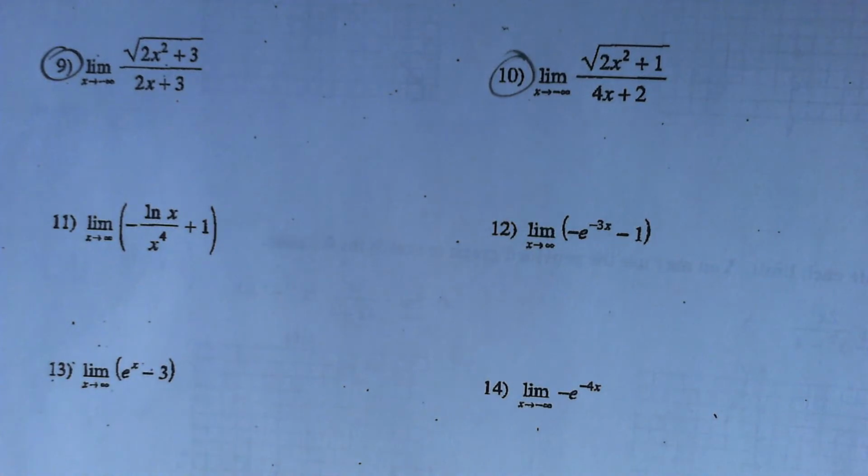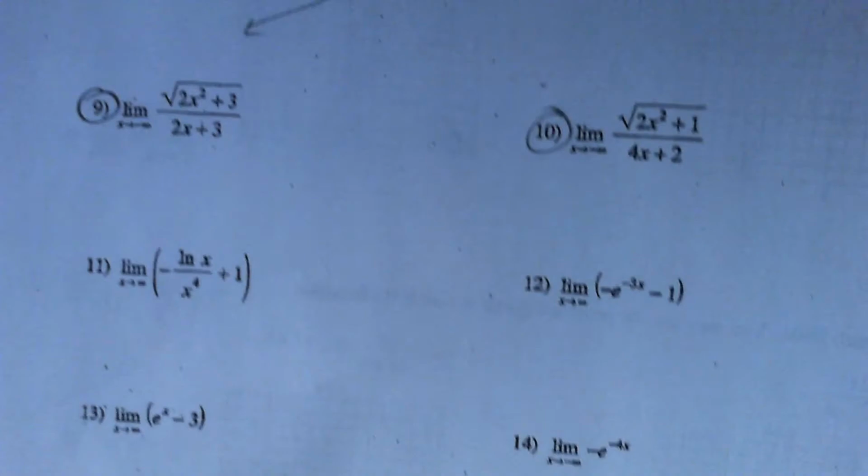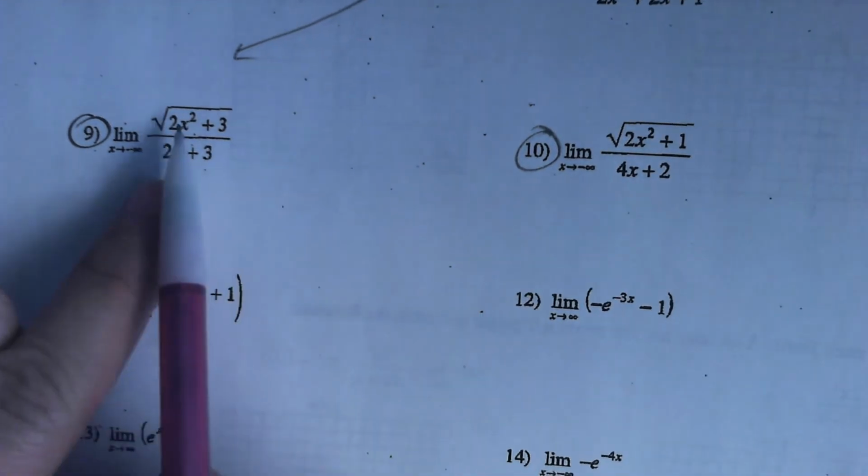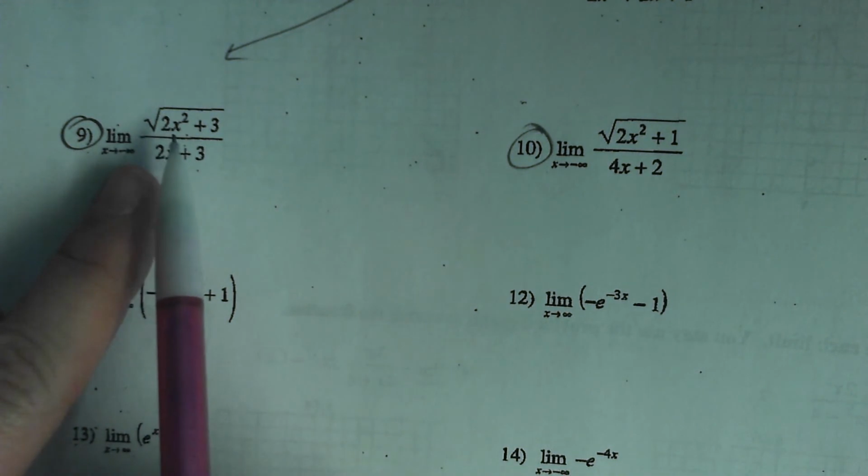Okay, so in numbers 9 and 10, they're not traditional rationals because they have a radical in them. And in traditional rationals, we compare the degree of the numerator with the degree of the denominator, and that way we can figure out our horizontal asymptotes. So even though this isn't traditional, I can still figure out what the leading term of this numerator would be.